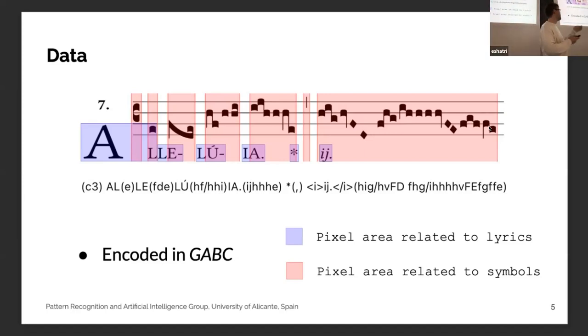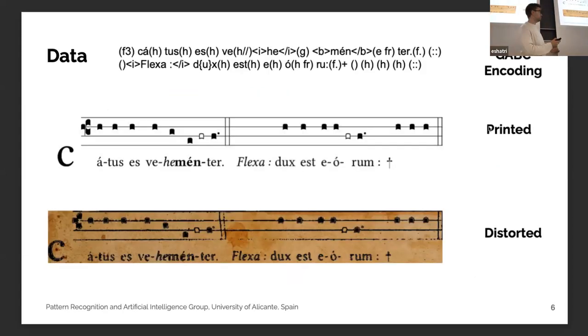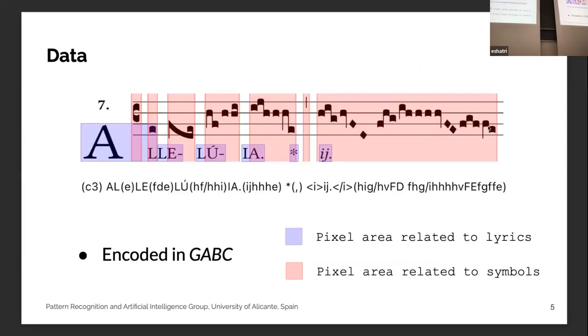Also, we are using the GABC encoding. This is because the main database that has Gregorian chants annotated is the Gregobase dataset, and all the chants are annotated in GABC. So we suppose, and we're not experts in GABC format, but we think that it is the standard format for the Gregorian chants to be encoded. And this is the GABC encoding, where we find the music between parentheses and syllables.